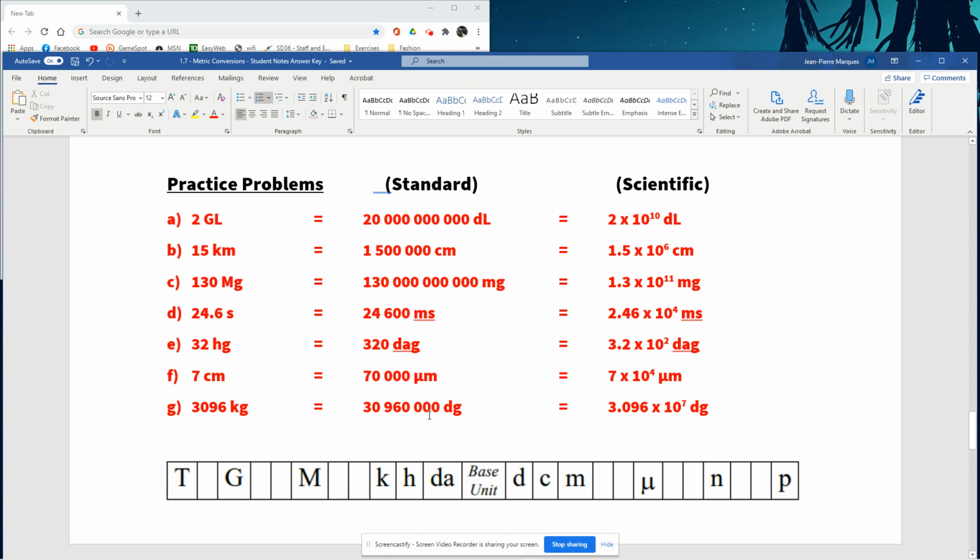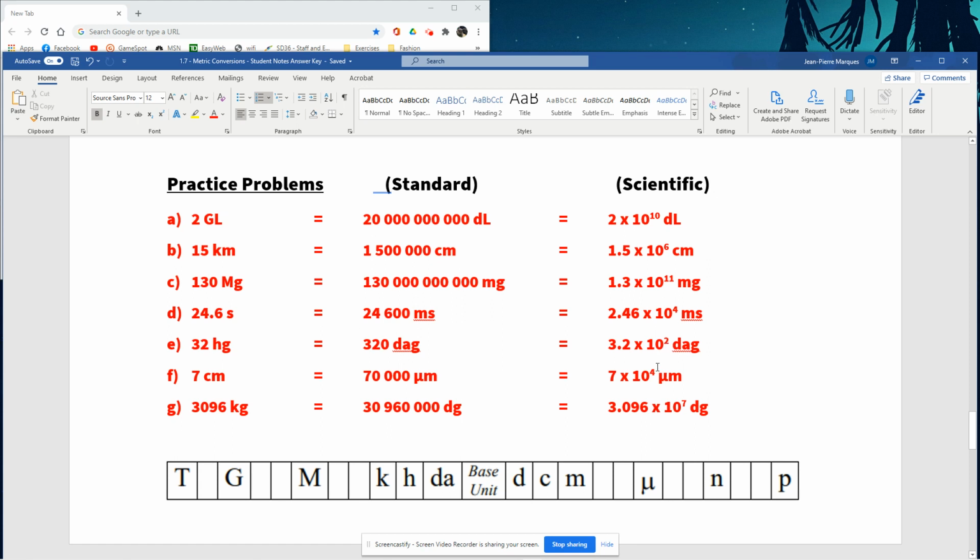Okay, E, 32 hectograms. In this case, hecto is here. Going into decagrams. Okay, just making sure I got my place here. So going from here to here, that is one jump. Therefore, it is 10 times bigger, adding a 0, or moving our decimal place one spot and adding a 0. So 320 decagrams in scientific notation, 3.2 times 10 to the 2 decagrams, and again, 2 sig figs in all numbers.